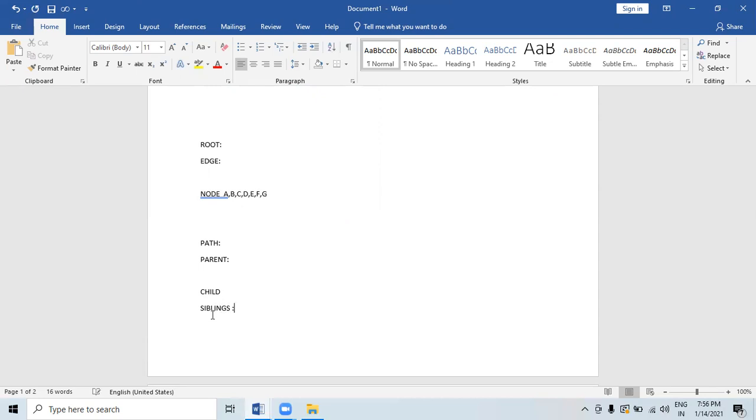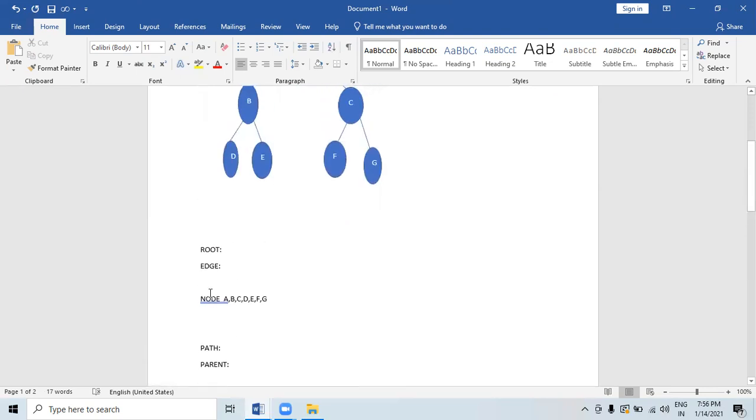Let's see here. Children of the same parent are called siblings. So you can see D and E are siblings. In simple words, nodes with the same parent are called sibling nodes. So B is the parent of D and E. Then in the above example, you can see F and G are siblings. Also D and E are siblings, right?